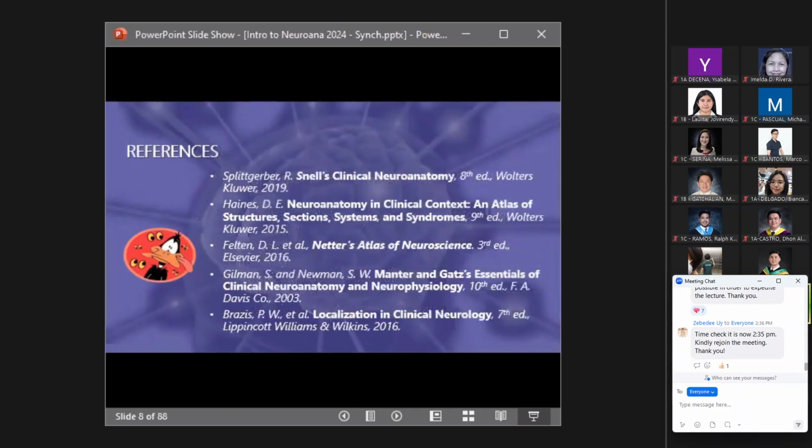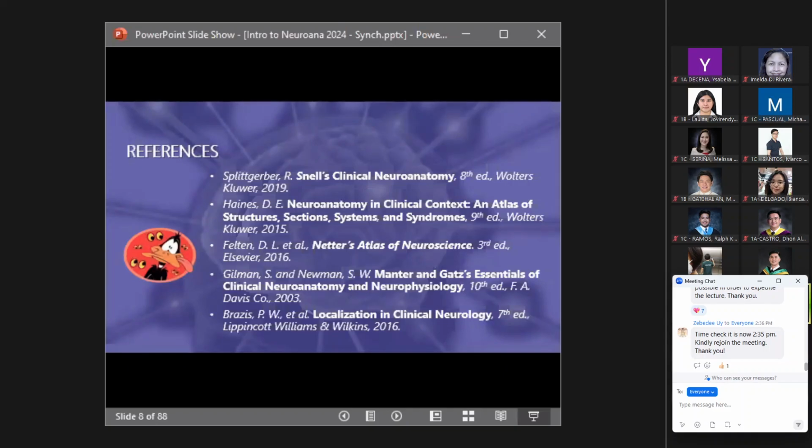Okay, these are the references that I had for this lecture and the video. Snell's Clinical Neuroanatomy, and Haines' Neuroanatomy in Clinical Context, which is a useful atlas, especially for the lab when looking at sections of the brain, the transverse and coronal sections, as well as the spinal cord and the brainstem. Very useful for us in locating particular structures.